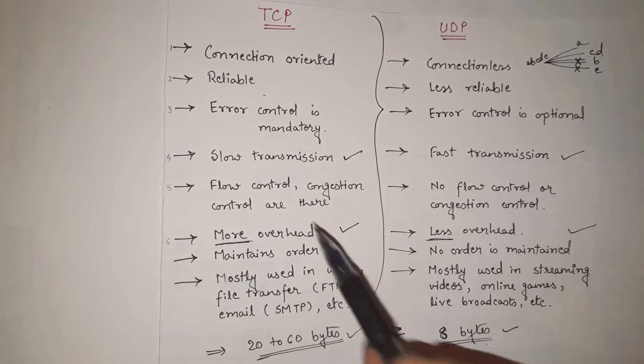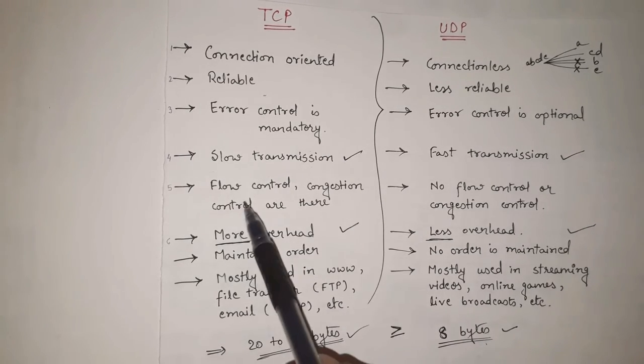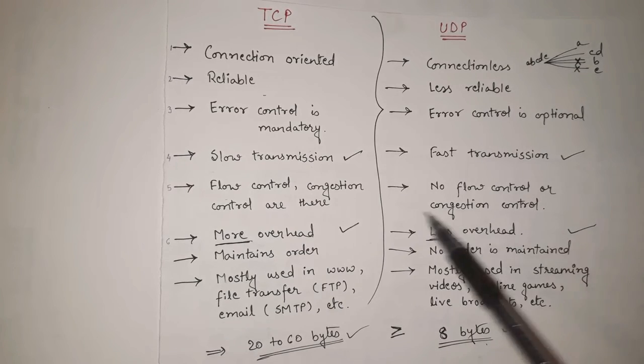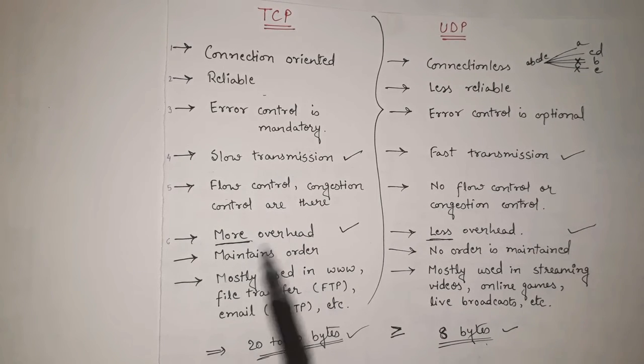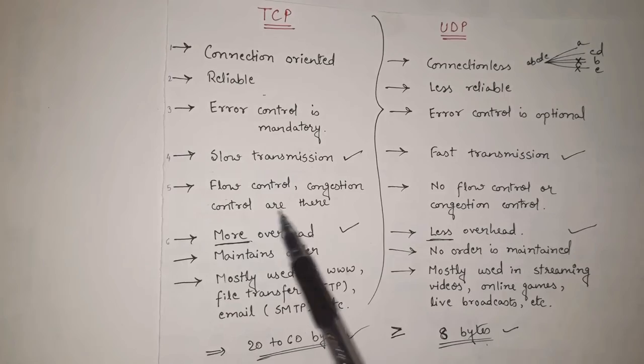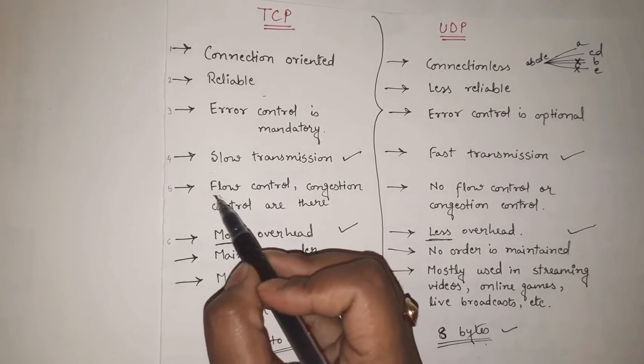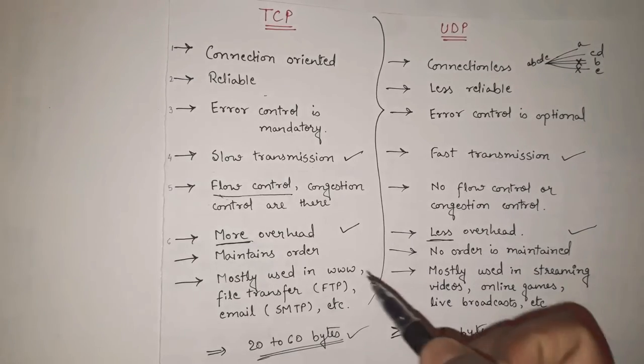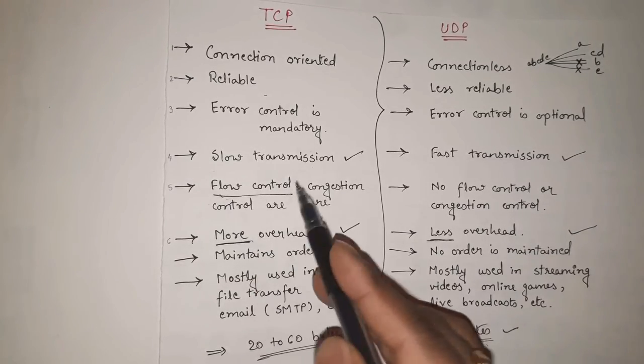Fine. Okay. Now the next point is, in TCP flow control and error control are there, whereas in UDP there is no flow control or congestion control. Now what do we mean by flow control and congestion control? Flow control means what? TCP takes care of flow control as well as congestion control. Now what do we mean by that? What is flow control?